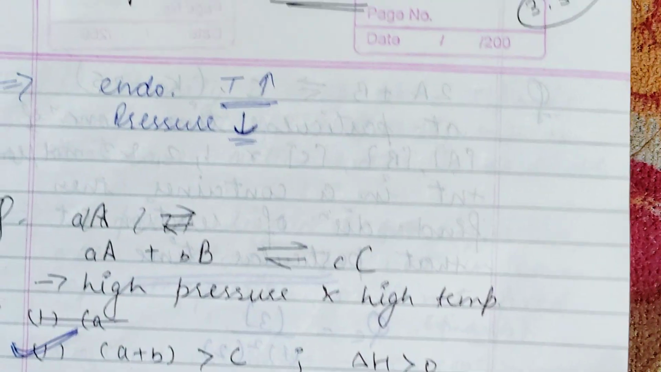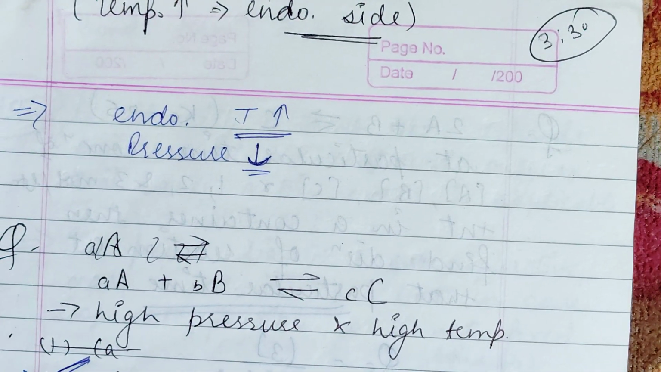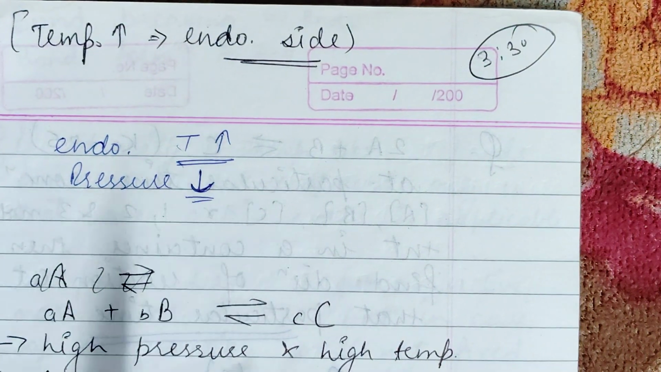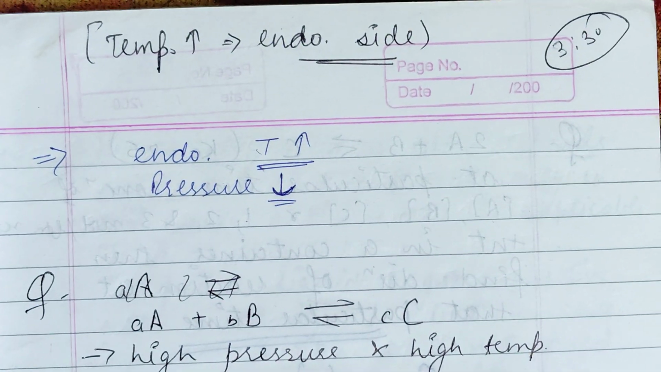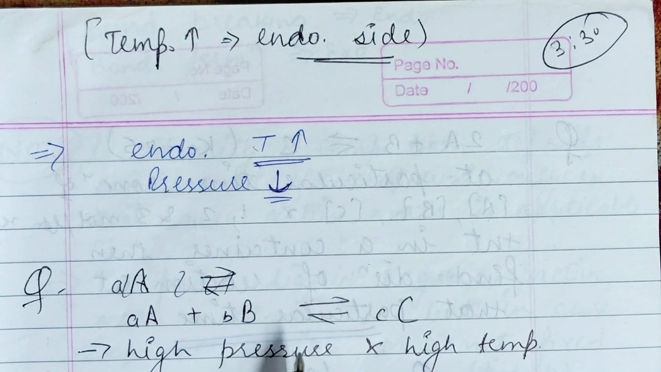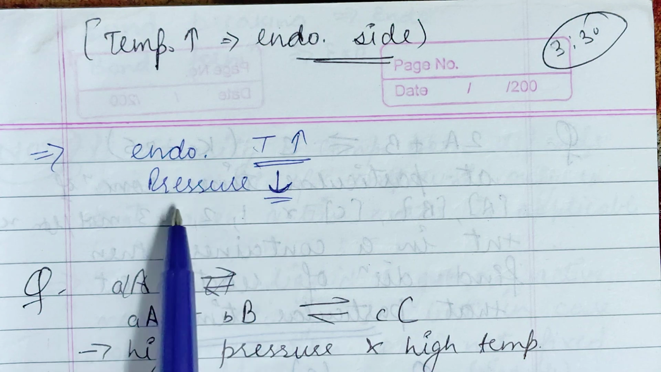Next is temperature increase. Temperature increase means the equilibrium shifts to the endothermic side. Therefore, endothermic, temperature increase, pressure decrease.